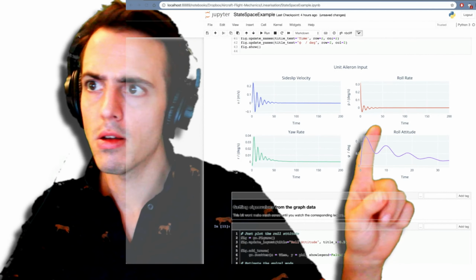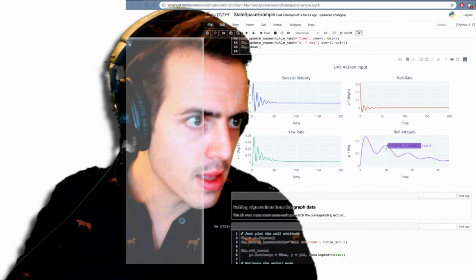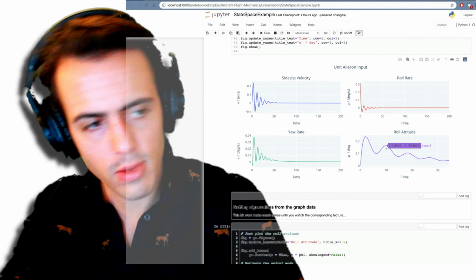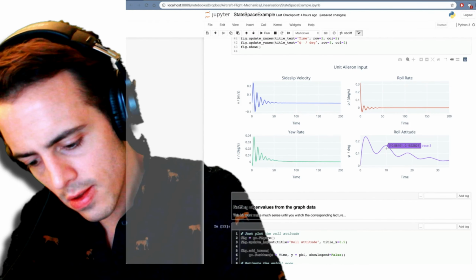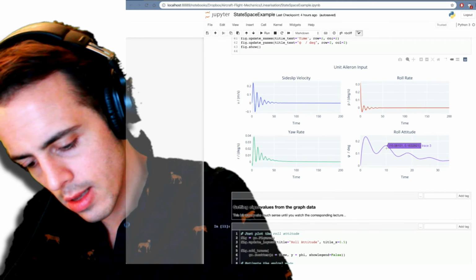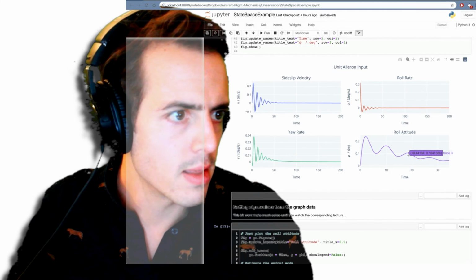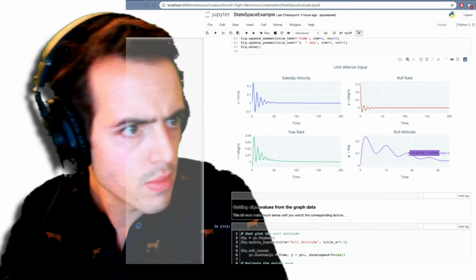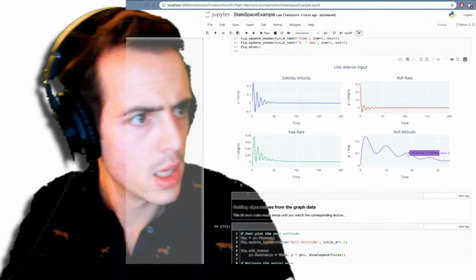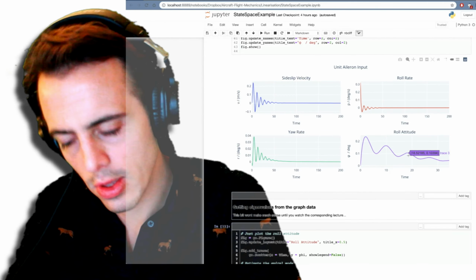So this graph here is my roll attitude. We'll just pick out the data for approximately the peaks here, and I'm going to write it on my graph, and then we'll come back to it. So at approximately 10 seconds, the peak is equal to 0.16. And then at a peak of approximately 18.5 seconds, the roll attitude is 0.10. So we've got those data there.